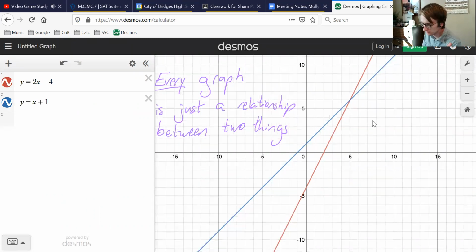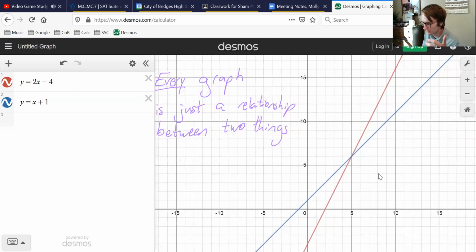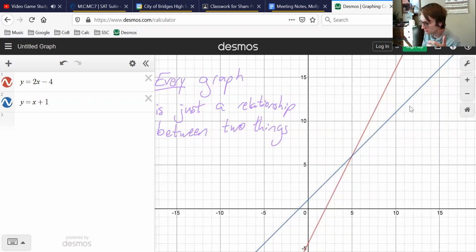And so what I have here is a graphing calculator, and it's showing you two lines. One of them is this line here, 2x minus 4. And the other one is x plus 1. This red line is 2x minus 4. This blue one is x plus 1. And we recognize these simple lines here. The slope of this one is 2, and the y-intercept is negative 4. The slope of the blue one is 1, and the y-intercept is 1.